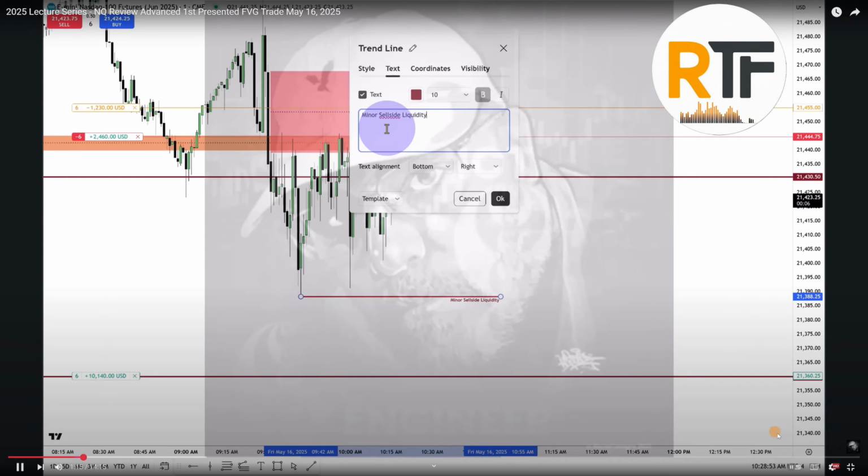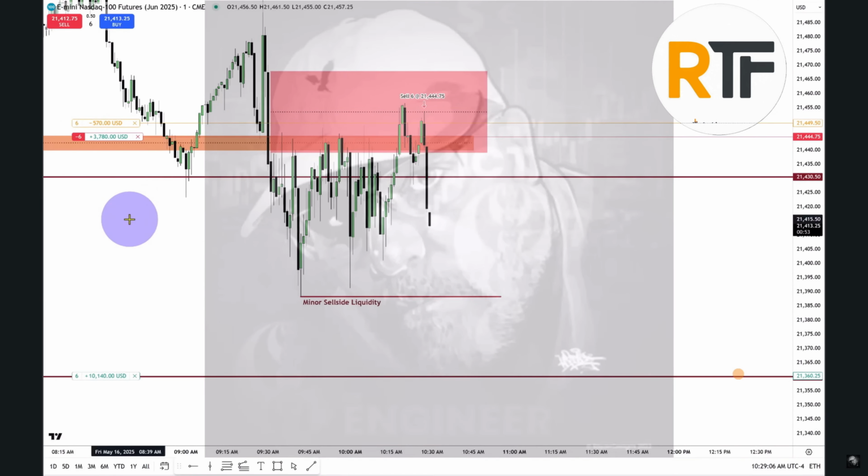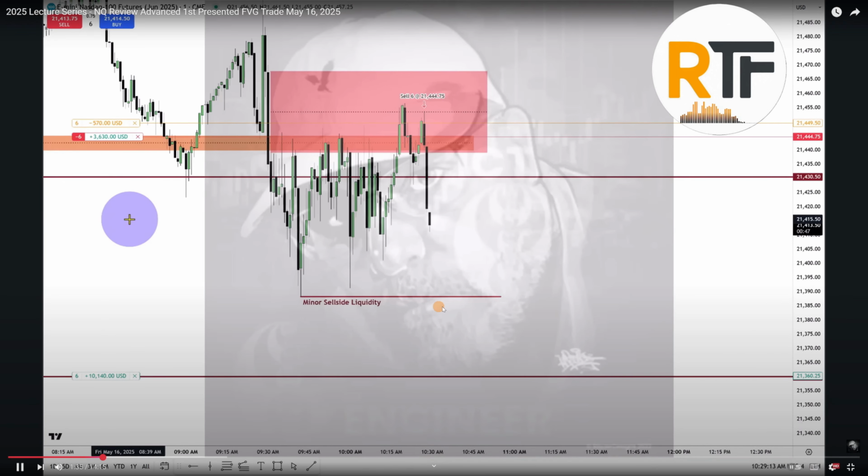Now, he is targeting this 21,360 level. I don't know exactly what this is. I assume it's the previous day low or some relative equal lows or something. Hopefully he'll show it later on in the video, but we do also have minor buy side here below this morning consolidation. Also note that the opening range between 9:30 and 10 o'clock, this is the low of that opening range.